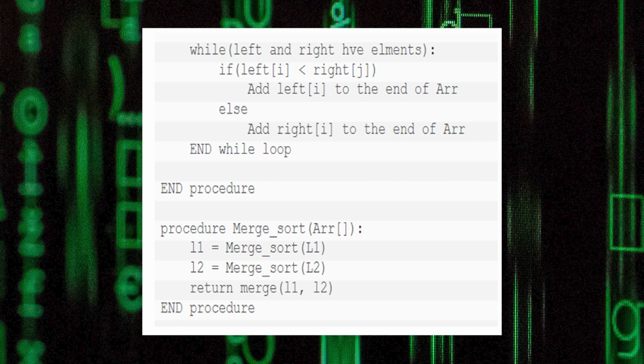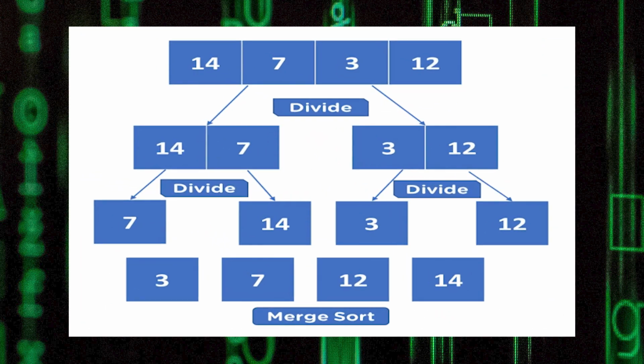Like this, the array will be divided, and in the middle phase every element will be separate, and we have to compare them and place them into their appropriate places, and then in the last phase we are going to merge the array and we will get the sorted array. So, this is the pseudo code for merge sort, and here is an example where we have taken 4 elements, that is 14, 7, 3 and 12.